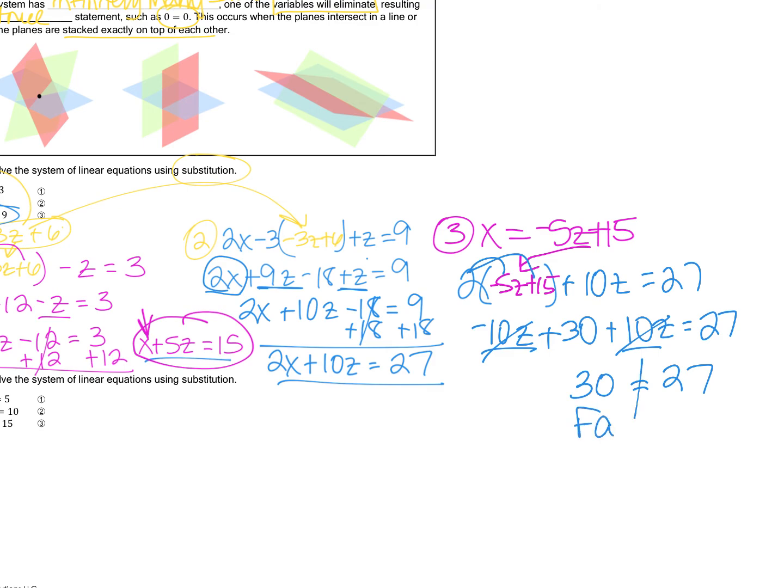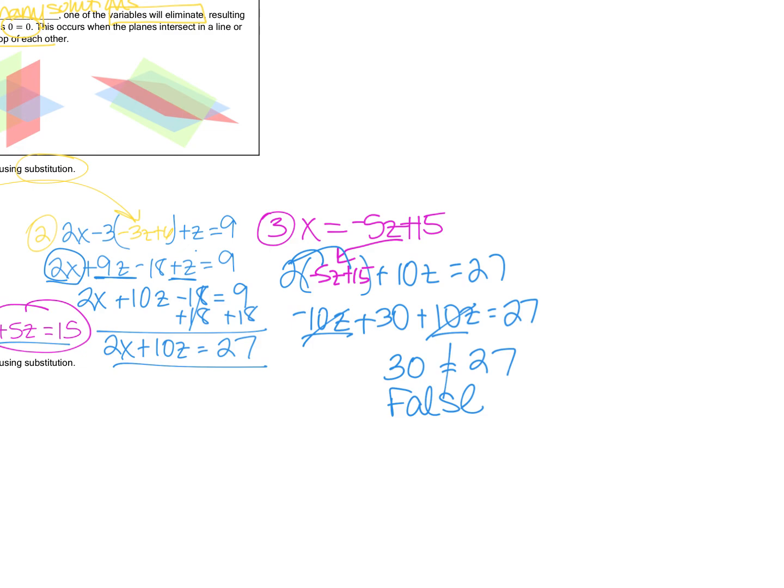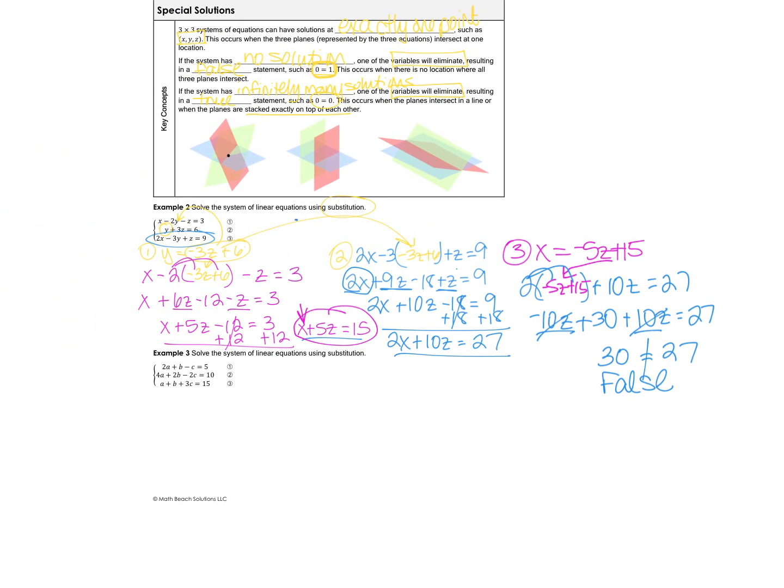Remember we said up at the top, if your variables eliminate, you no longer have a variable, and it's a false statement, that means there's no solution. So 0 with a slash. What that tells me is they will never intersect. They'll never have a point in common.